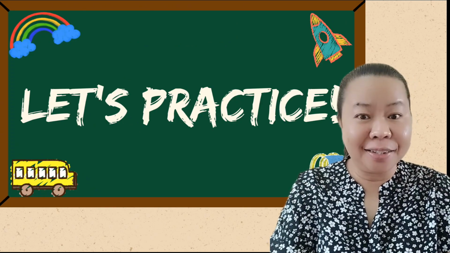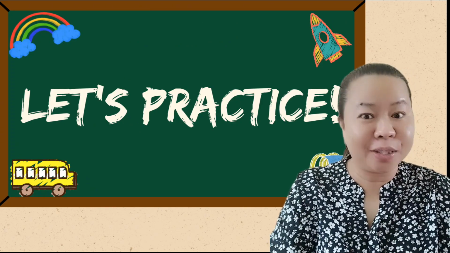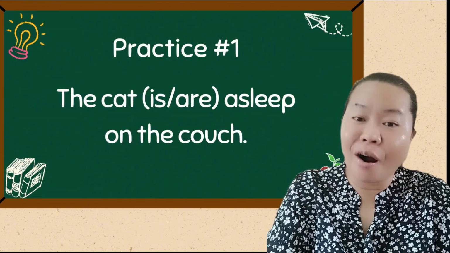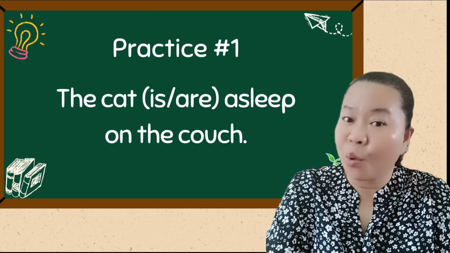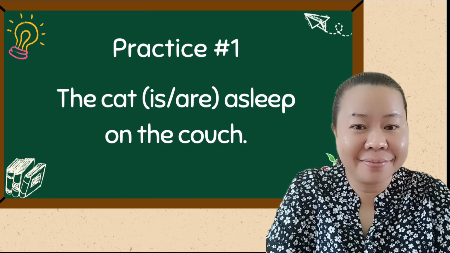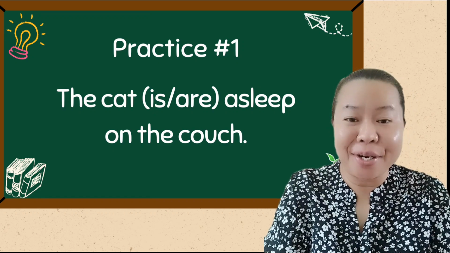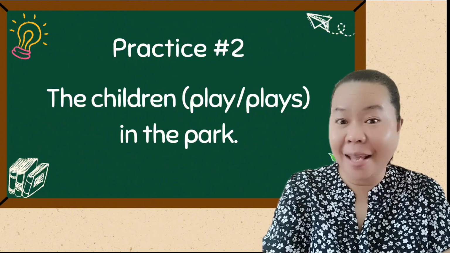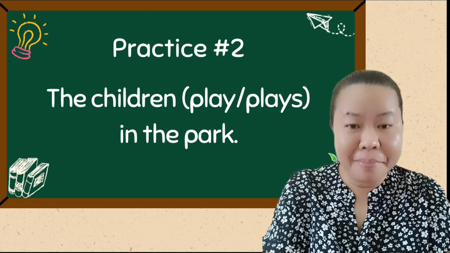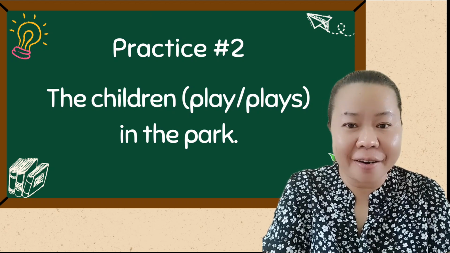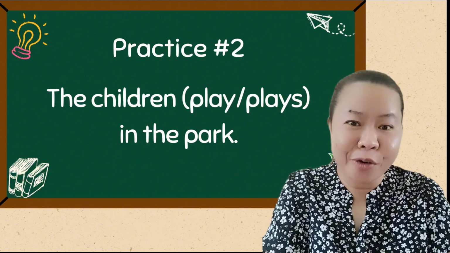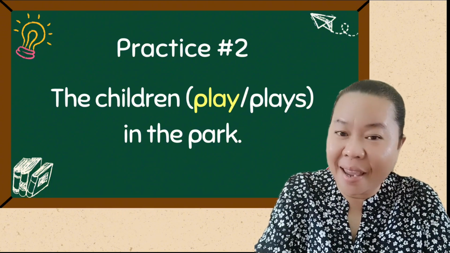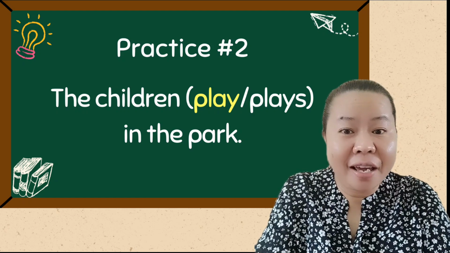I'll say a sentence and you decide which verb is correct. Ready? The cat are asleep on the couch. Which verb is correct? Yes, the answer is is, because the subject is singular. Next, the children plays in the park. What verb are we going to use? Yes, the answer is play because children is a plural subject.